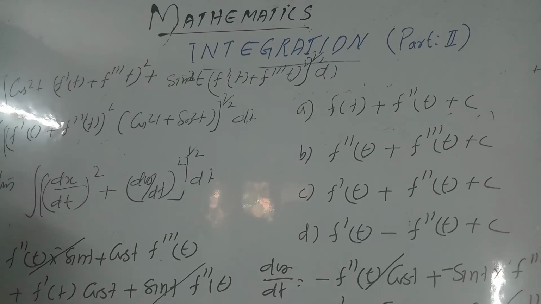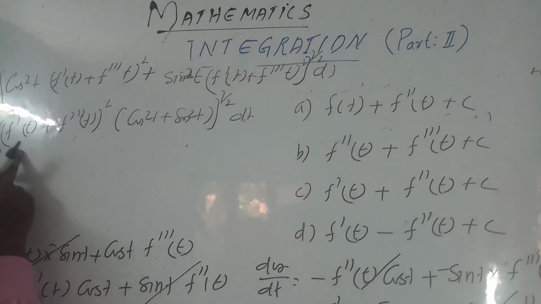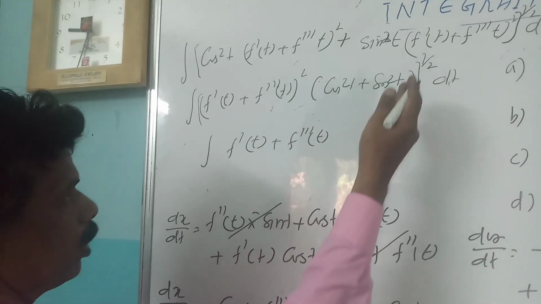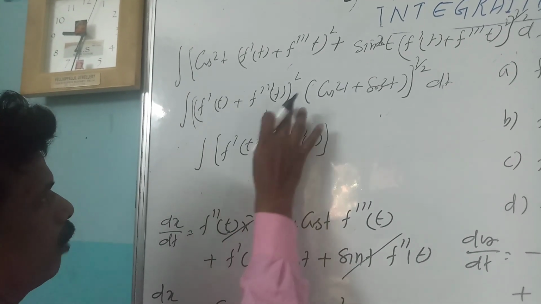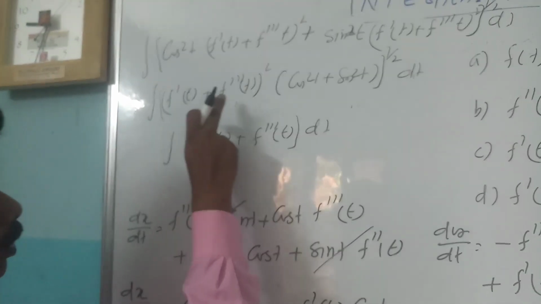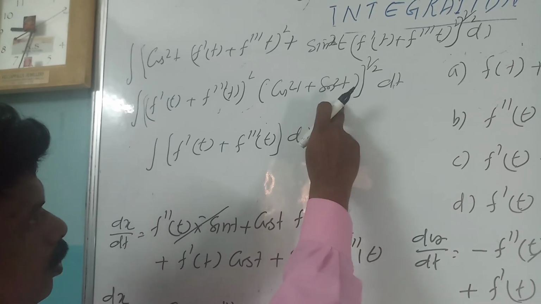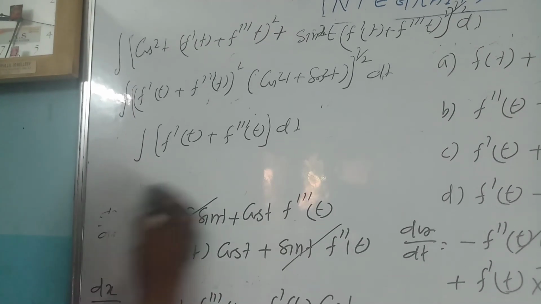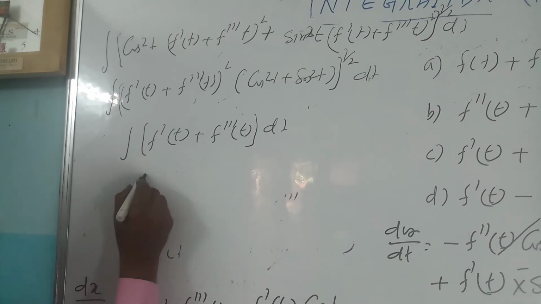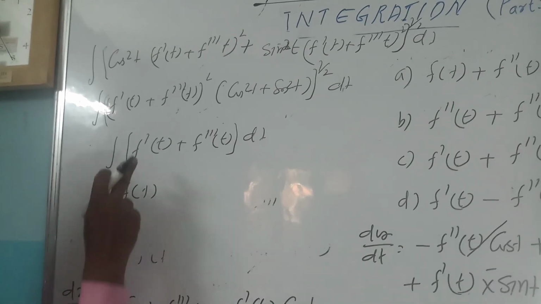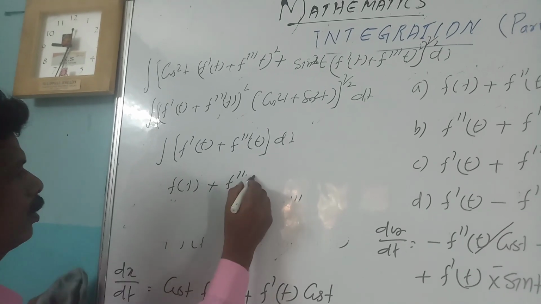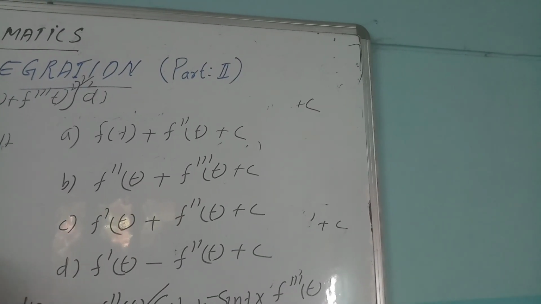Then take this root: cos square t plus sin square t is 1, then the remaining term, integral of f dash t plus f3 dash t the whole square, the whole raised half, into dt. The square and the raised half cancel, so the integral of f dash t plus f3 dash t dt. Then the integral of f dash t is f of t, because integration is the antiderivative, and f3 dash t gives f2 dash t, plus c. That is f of t plus f2 dash t. Answer is A.